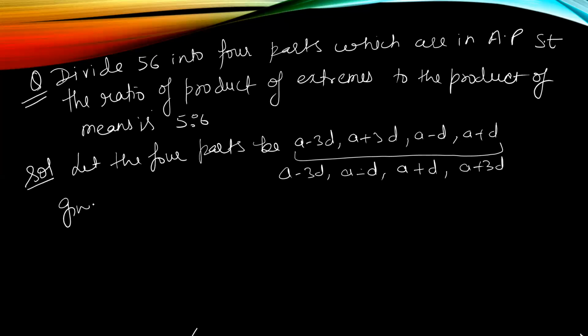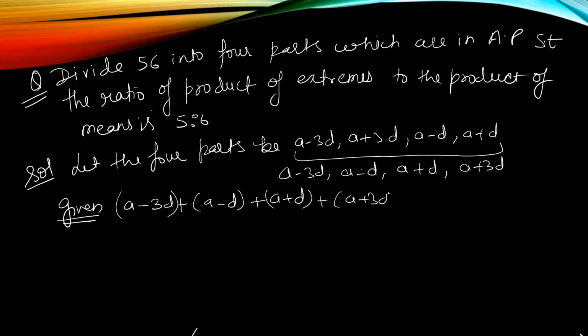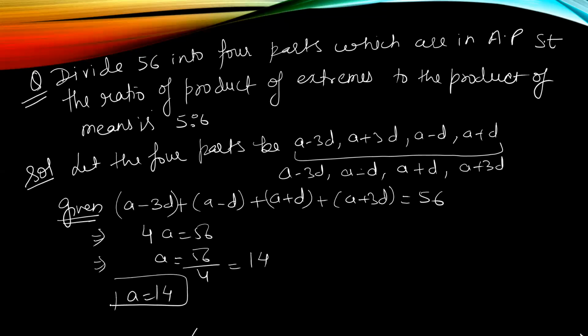Now, what is given to us? We are given that the sum of these parts, that is a minus 3d plus a minus d plus a plus d plus a plus 3d is equal to 56, which means 4 times a is equal to 56. As you can see, minus 3d plus 3d, minus d plus d gets cancelled, and we'll be left with only 4 a's. So the value of a is 56 by 4, that is 14.